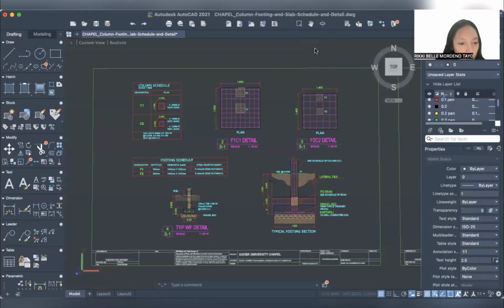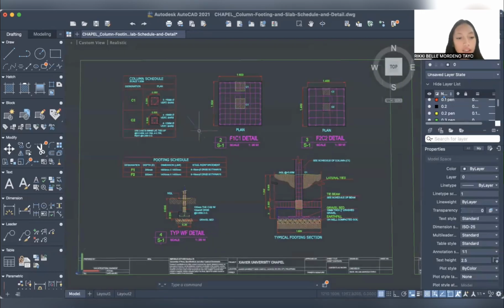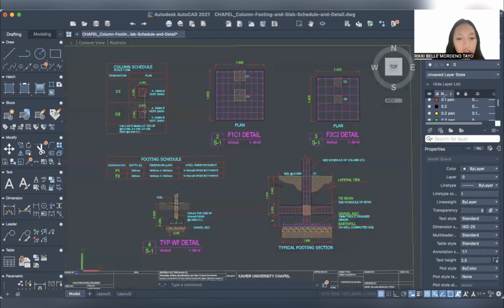Hello everyone, I am Ricky Balantayo, and let's now talk about the column schedule and footing details, which are under the structural plan. A column schedule is the table containing all the details of the columns required during the construction process, and it contains the marking of columns, size of columns, number of bars, diameter of bars used, etc. As seen on our plans, we have two different types of columns. C1 is 0.35 by 0.35 meters, and C2 is 0.30 by 0.30 meters, where both sizes need 8 by 16 millimeter diameter vertical bars.